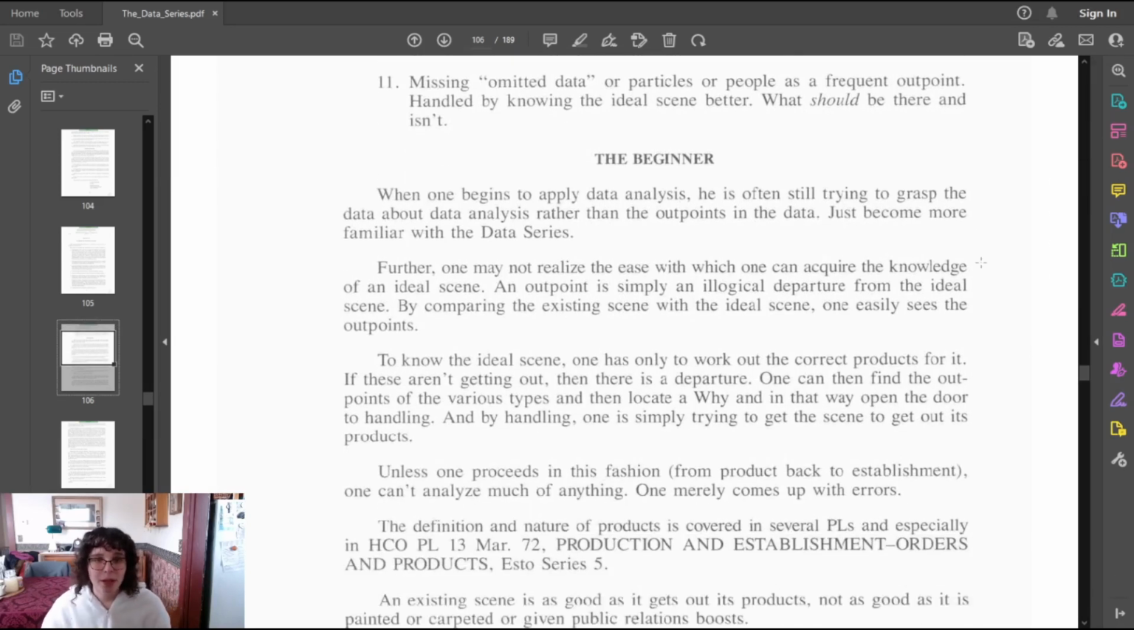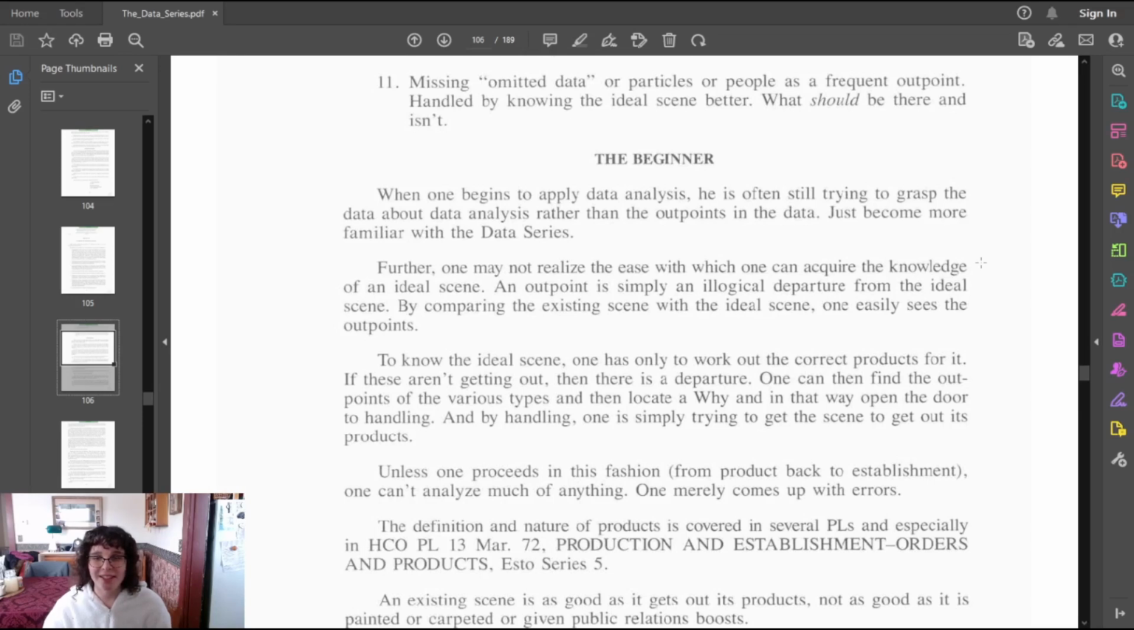The beginner. When one begins to apply data analysis, he is often still trying to grasp the data about data analysis rather than the outpoints in the data. Just become more familiar with the data series. Further, one may not realize the ease with which one can acquire the knowledge of an ideal scene. An outpoint is simply an illogical departure from the ideal scene.